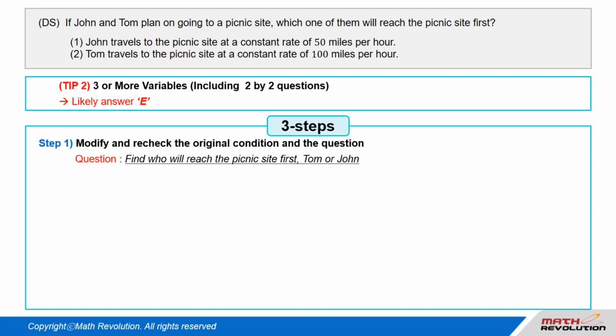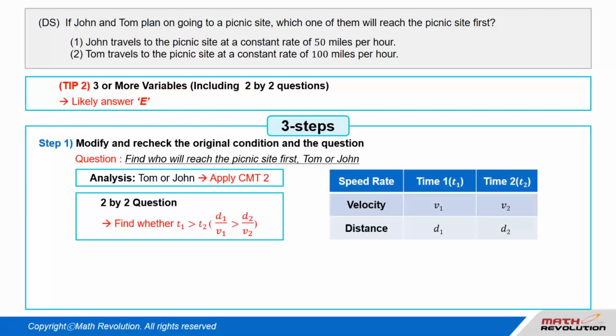We have to find who will reach the picnic site first, Tom or John. Let us look at the information from the original condition. The answer to this question will be in terms of a unique answer, Tom or John, and therefore, we apply CMT2 to this question. The question can be transferred to a separated 2x2 table.